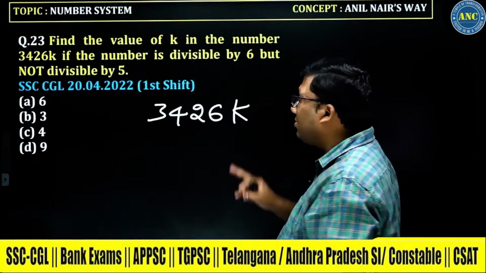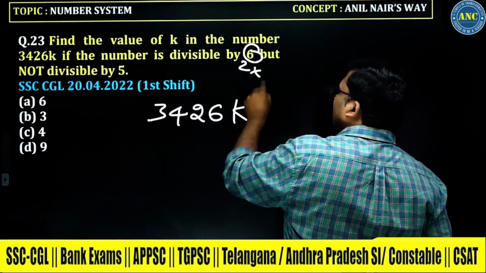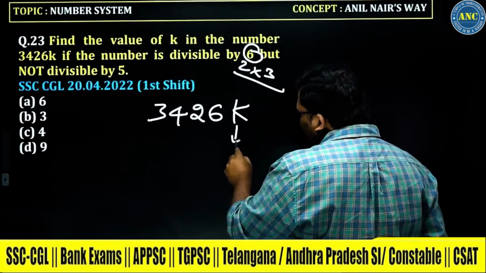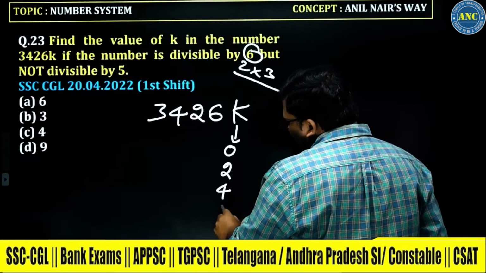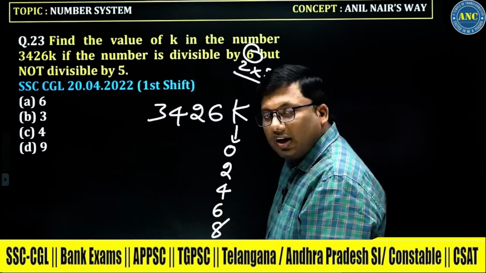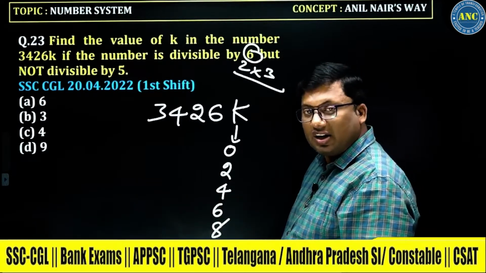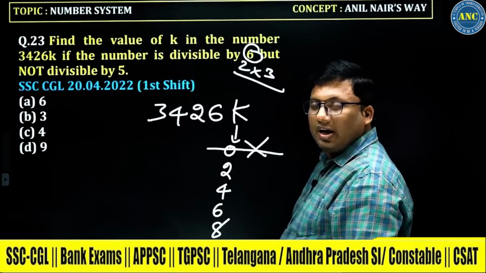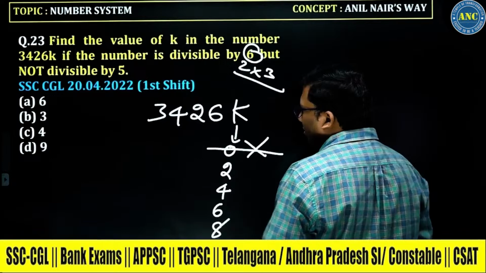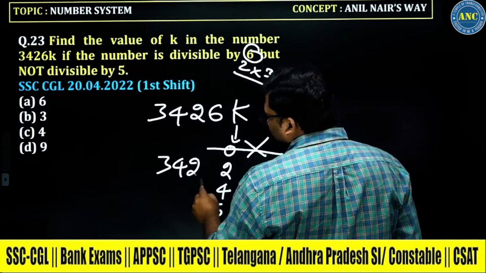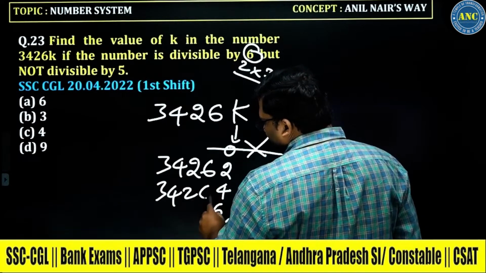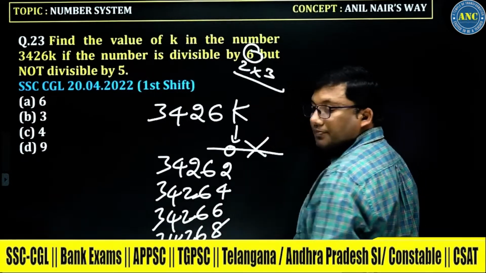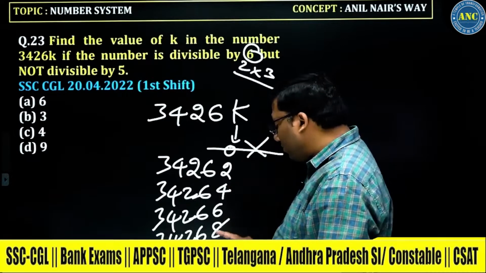If the number is divisible by 6, 6 means it is divisible by 2 and 3. If it is divisible, k can be 0, 2, 4, 6 or 8. And it is not divisible by 5, so k cannot be 0. That means the number can be 34262, 34264, 34266, 34268.